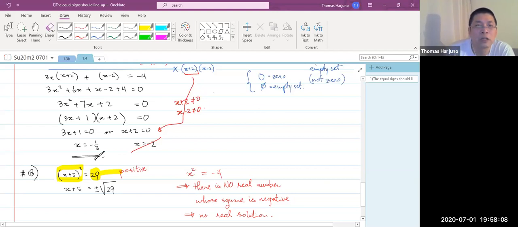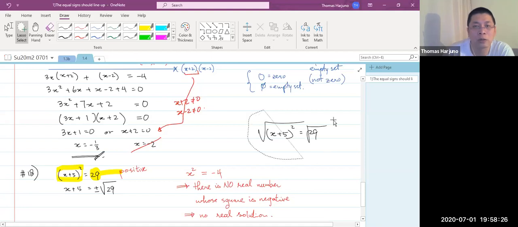Now, please don't write it this way. X plus 5 squared equals 29. And then you say, oh, what I will do next is I apply square root. So you write the square root here, you write the square root here. No, don't write it that way.